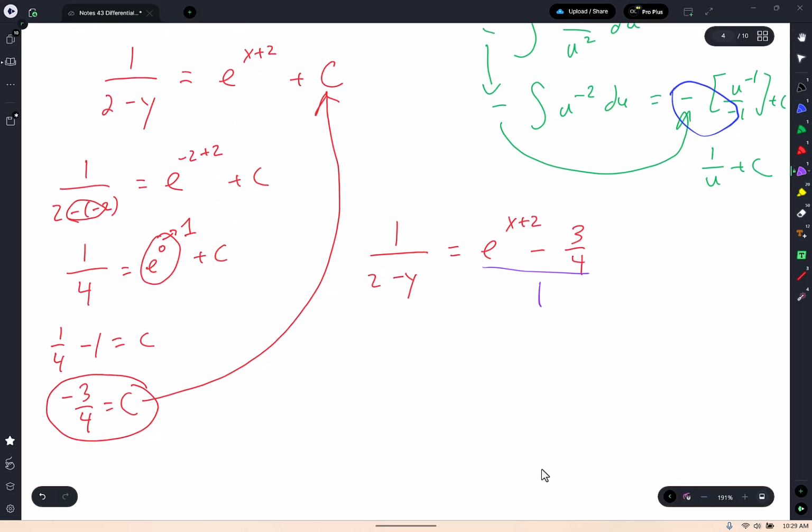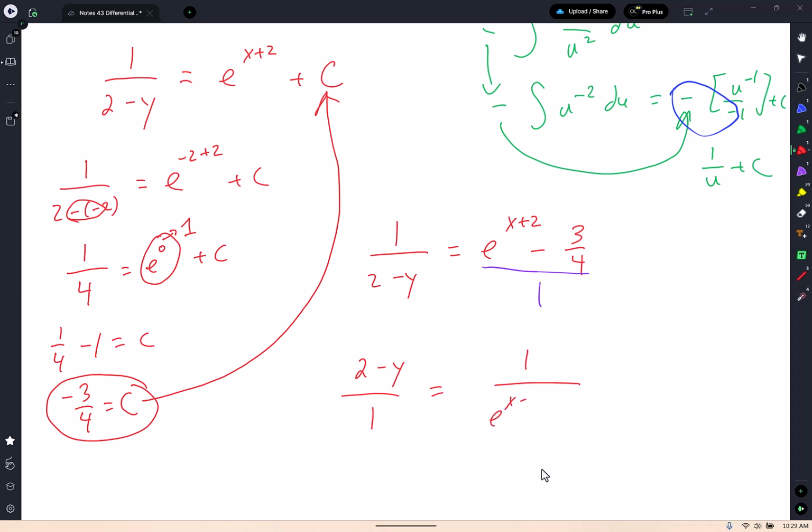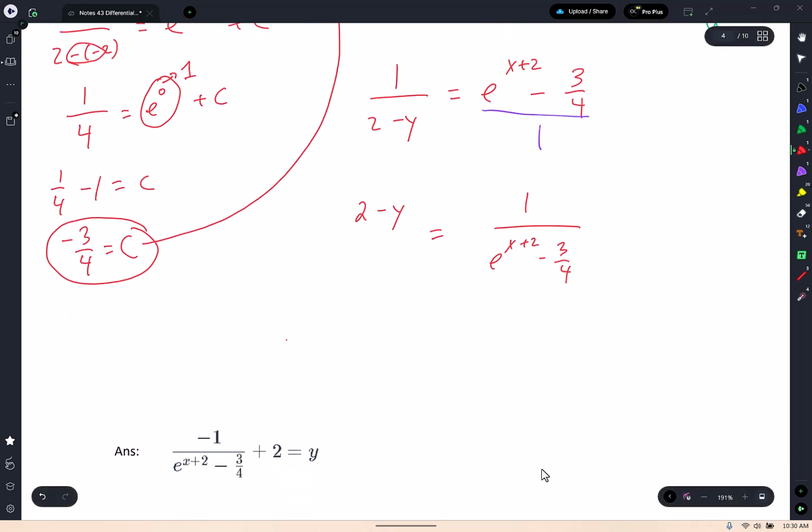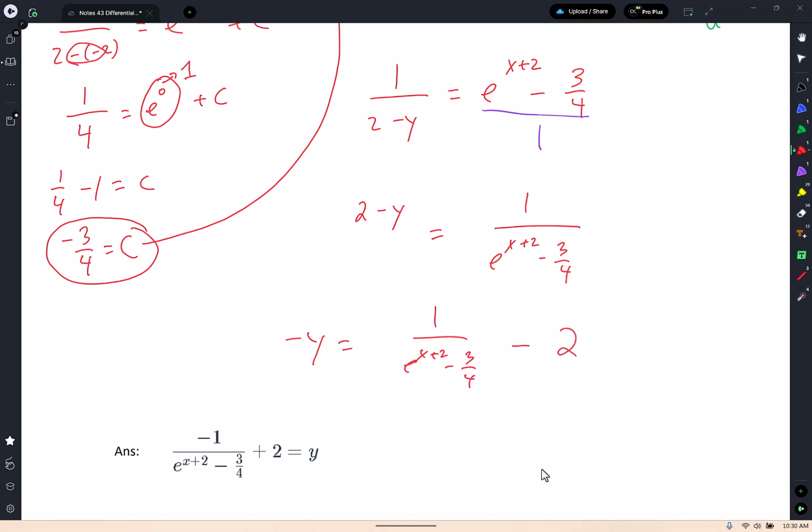All right, so here it is. So I have 2 minus y, and like I said, I don't like their answer, but that's fine. 2 minus y over 1, if you want to write it, equals 1 over e to the x plus 2 minus 3/4. I don't like it, but that's fine. So 2 minus y over 1, I can just delete that 1 there, right? Anything divided by 1 is itself. How do I move the 2? Subtract. Yeah, just subtract it. Negative y equals 1 over e to the x plus 2 minus 3/4 minus 2.